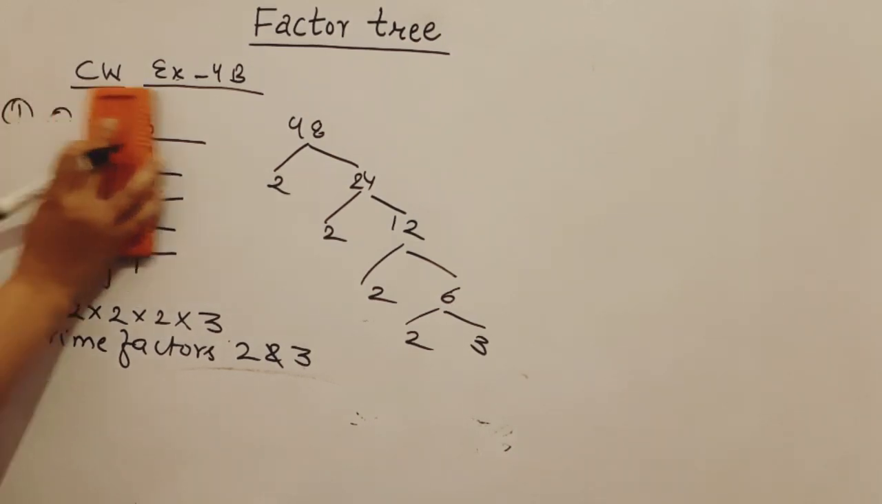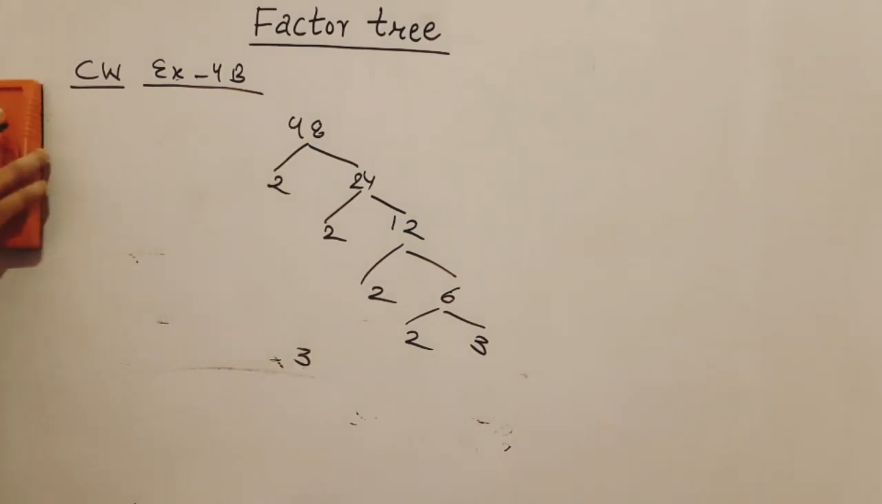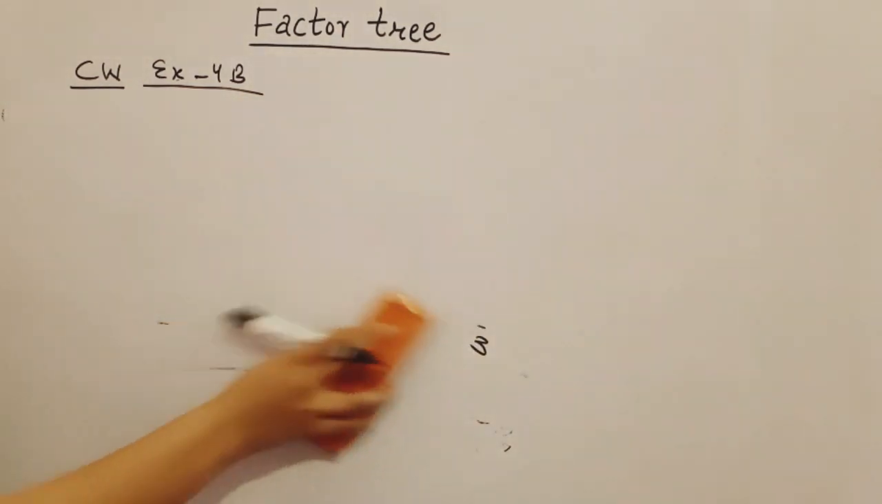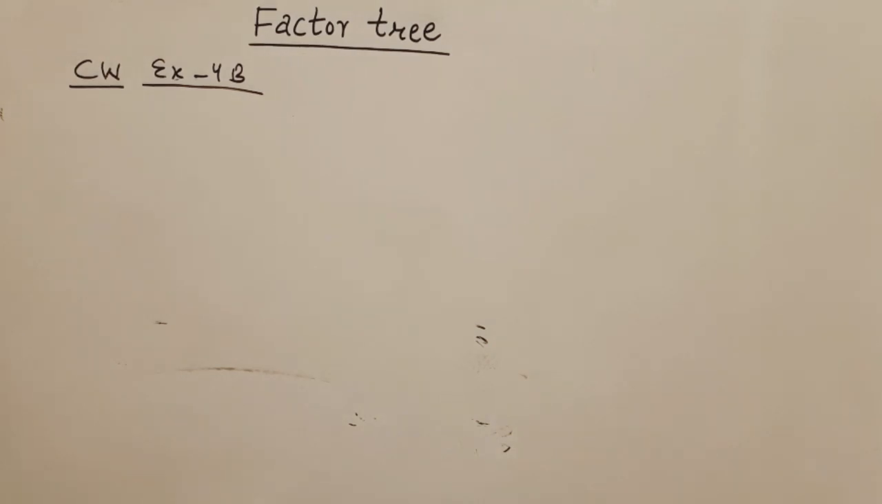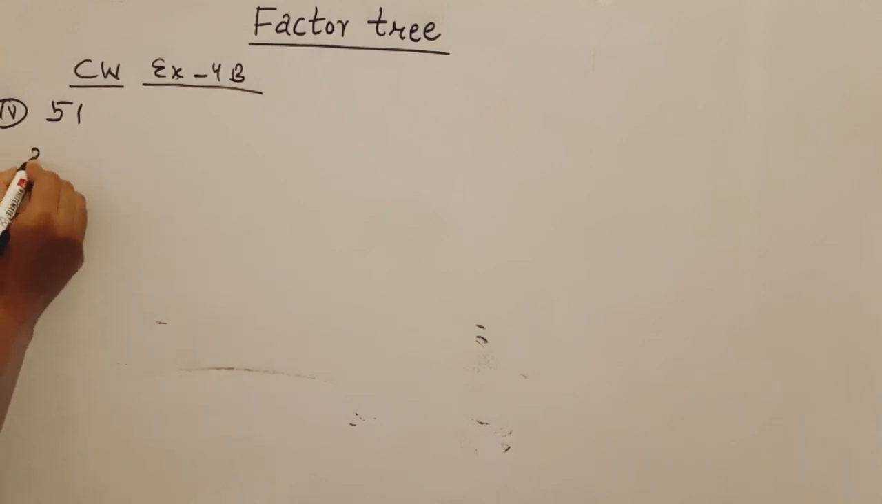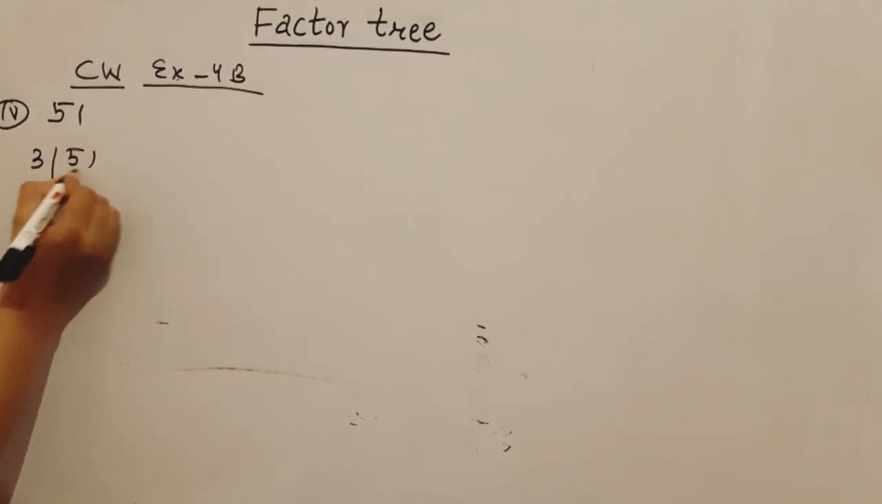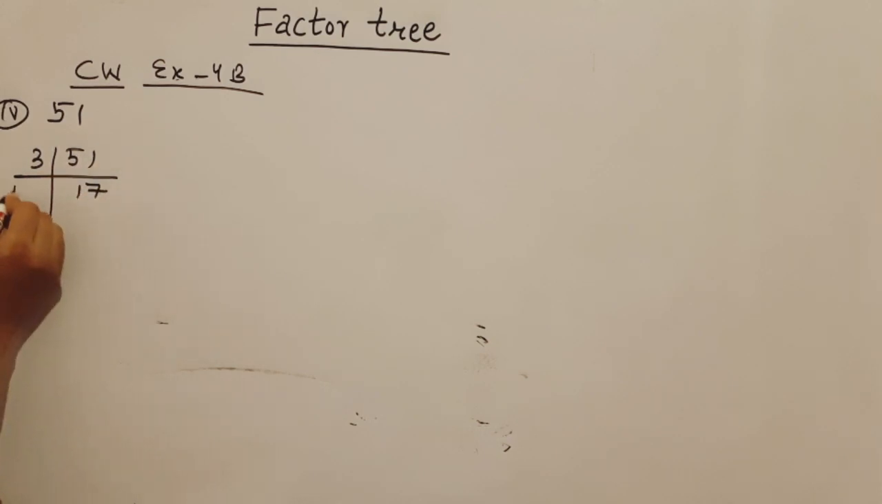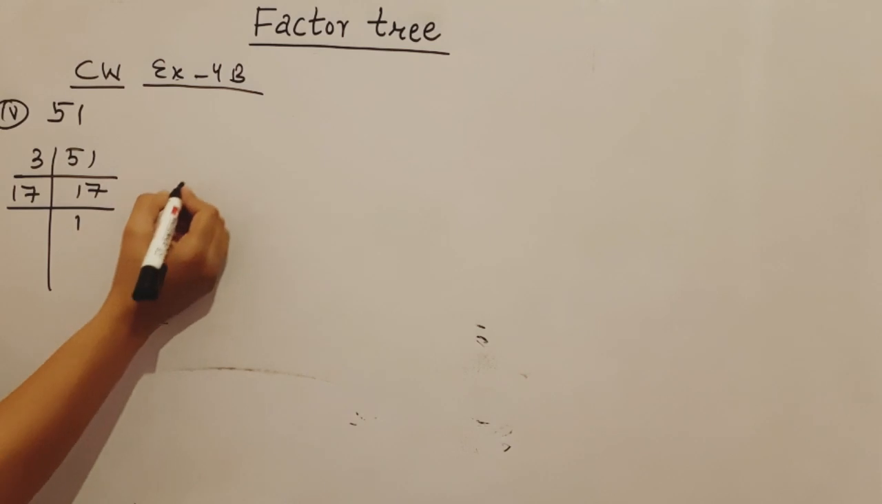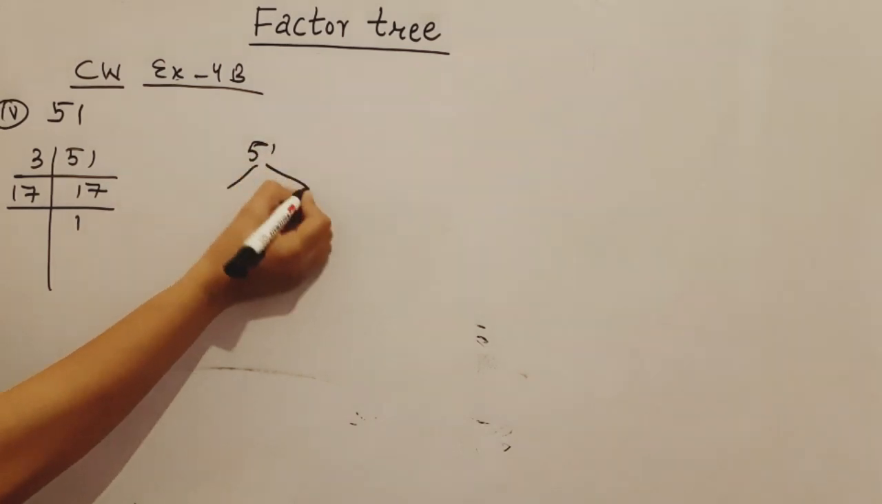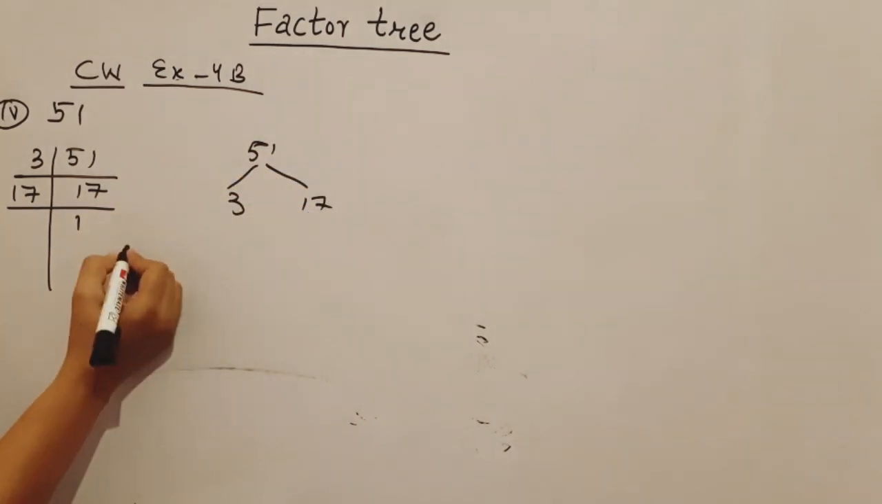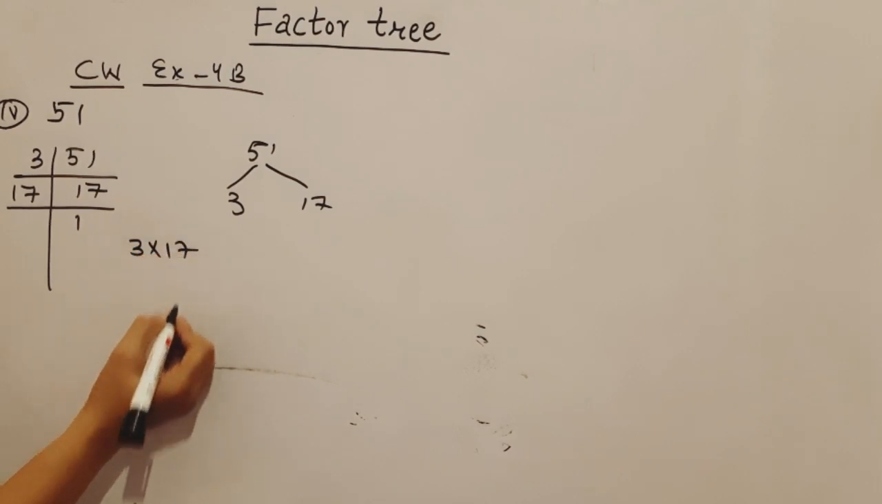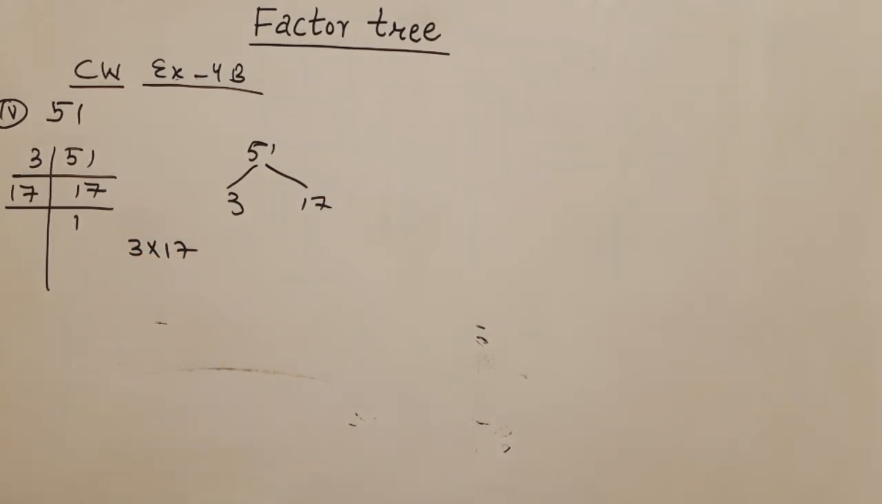Now I am going to solve the 4th option. The option I just solved was the 3rd option. Now I will be solving the 4th option. So the 4th option is 51. So we all know that first we have to do the short division method. 3 1s are 3, 2 left over, 3 7s are 21. Now you know that 17 is a prime number. So this is the answer. So the prime factorization is 3 multiplied by 17 and the factor tree is also like that.